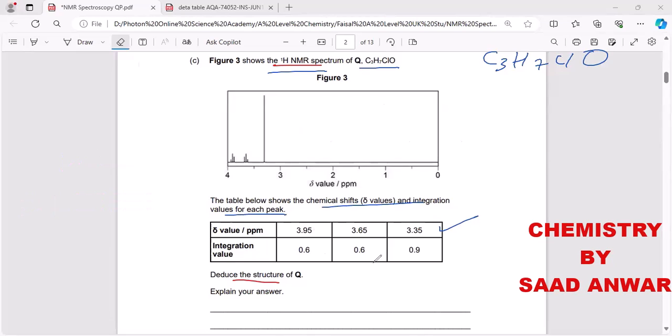First, we need to find out the integration ratio. So let's try to find the integration ratio. You see 0.6 is given here, then 0.6 is here, and 0.9 is here. We need to divide by the smallest number, which is 0.6. So I'm going to divide each number by the smallest number. So this is 1 ratio 1 ratio, and this would be 3 upon 2.